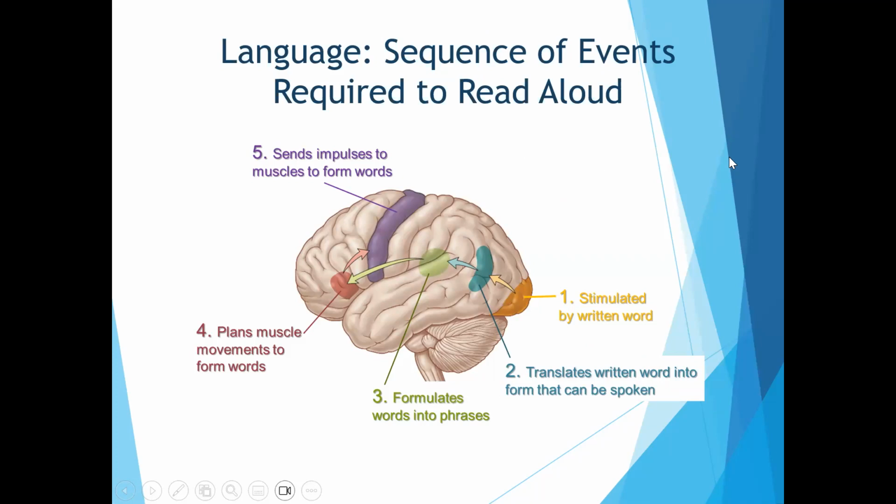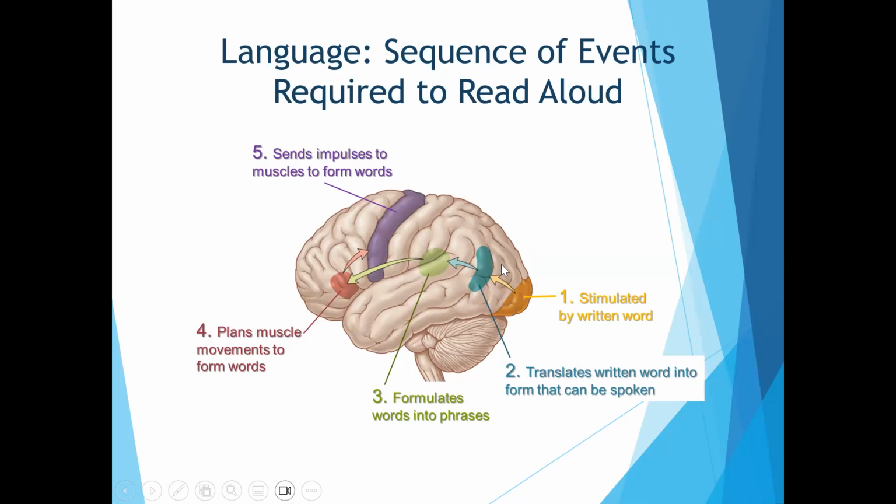Okay, this is another one that you do not need to memorize. I really just want you to know that language has a sequence of events in multiple different parts of the brain that are involved. So see, number one's in the occipital lobe. So that's if we have a written word.